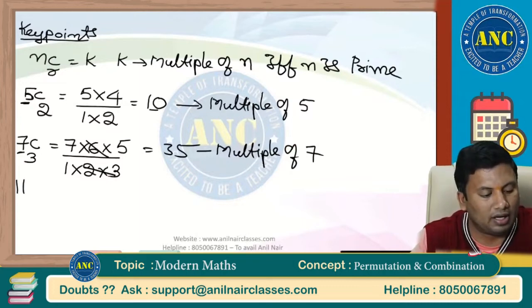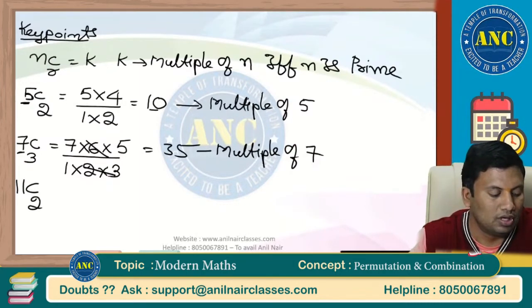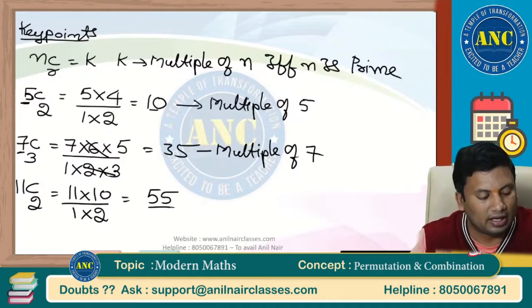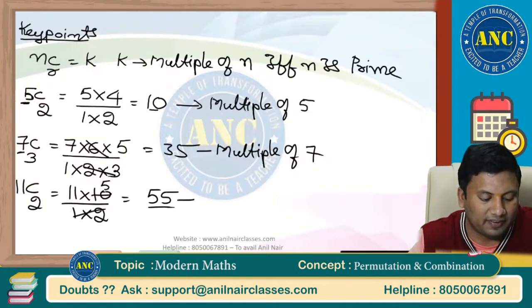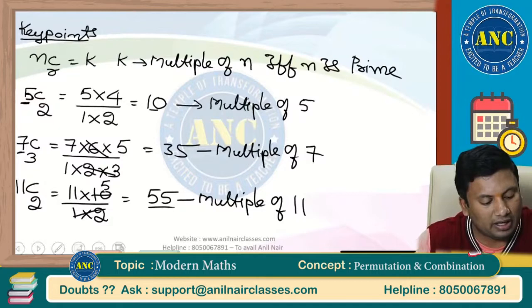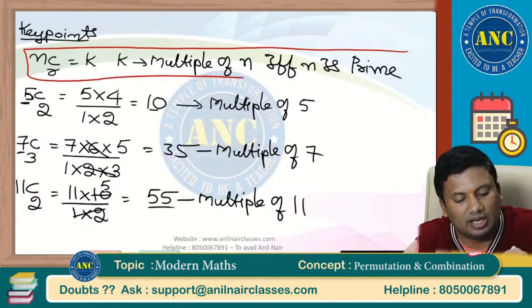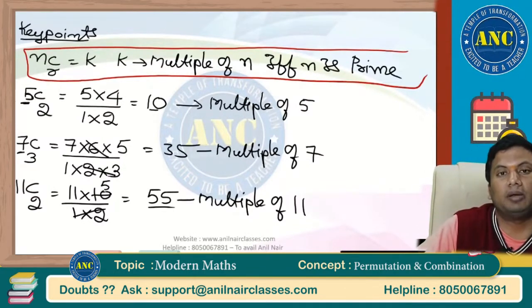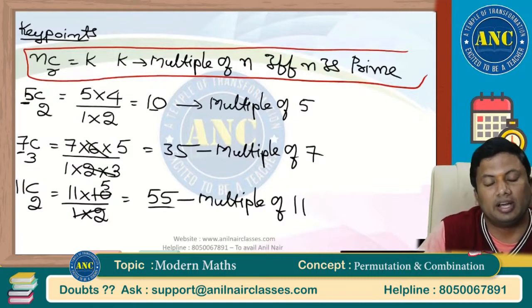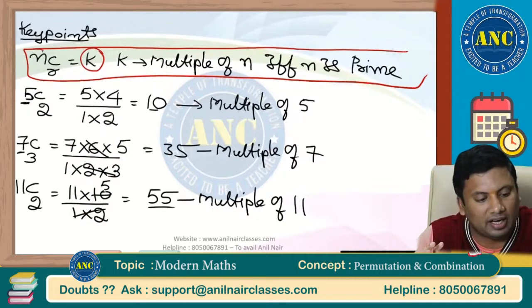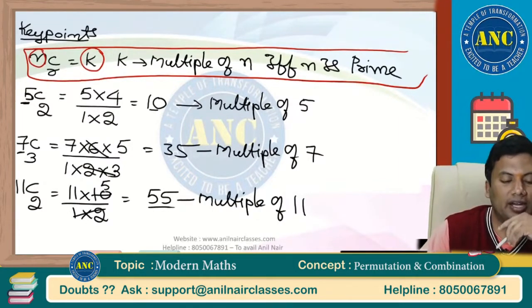One more example: 11C2. This is nothing but 11 into 10 divided by 1 into 2. This is nothing but 55. Now, if you observe here, 2 ones are 2, 2 fives are 10, 55 is again a multiple of 11. Please make a note of this important key point. If n is a prime number and NCR is equivalent to k, then k is a multiple of n. Whatever answer you get will be a multiple of n if n is a prime number.